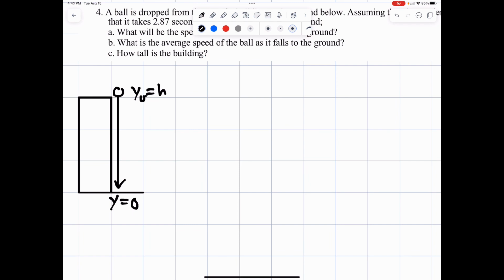Now, I could have done it differently. I could have started from 0. Okay, all that means is that this would have to be a negative height, right? Because I'm dropping below 0. So I can establish my reference frame any way I want, but I have to be consistent with it too.